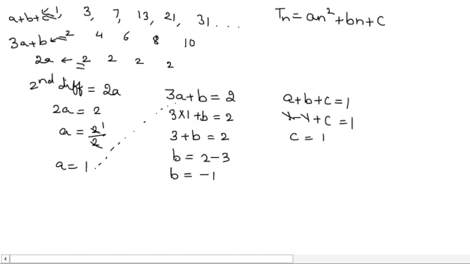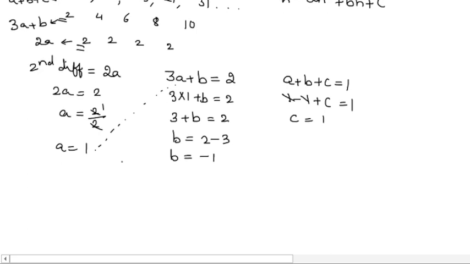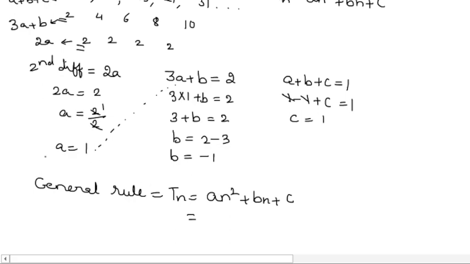Finally, we calculate the general rule. My general rule is given by Tn, which I have already written over here: an^2 + bn + c. I will substitute the values of a, b and c that I have just calculated in this expression. So I get 1 times n^2 minus 1 times n plus 1. Simplifying it a bit further, 1 times n^2 is n^2, 1 times n is n, plus 1. This is your general rule.